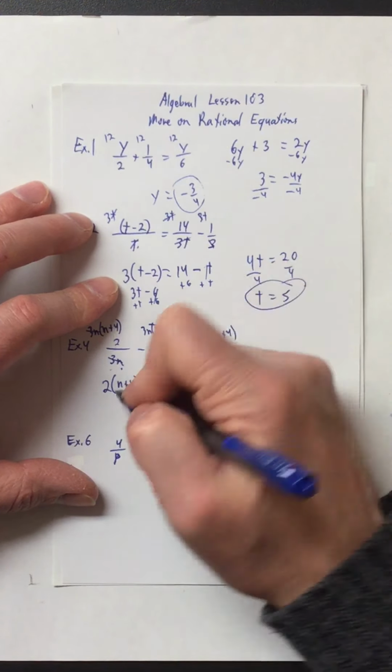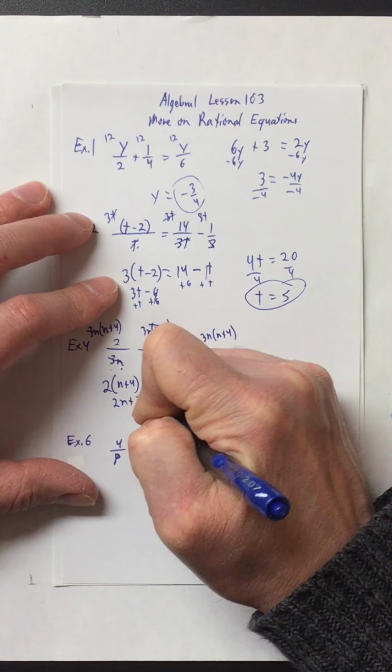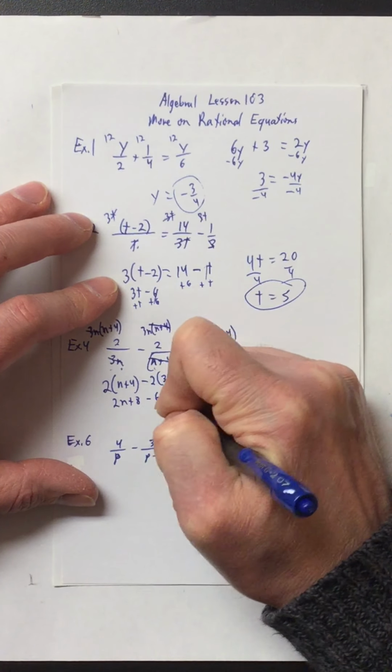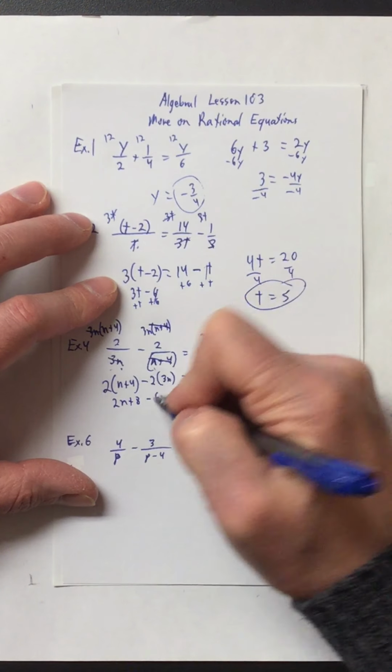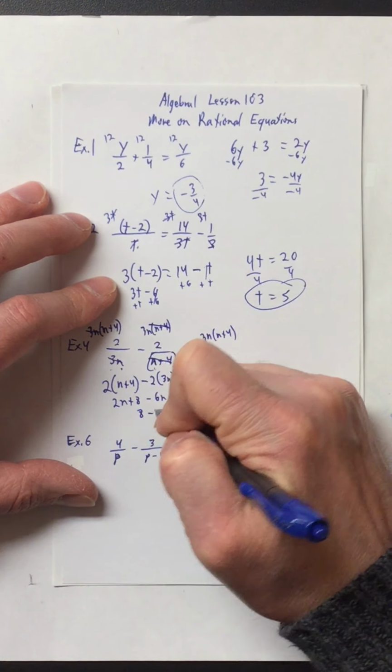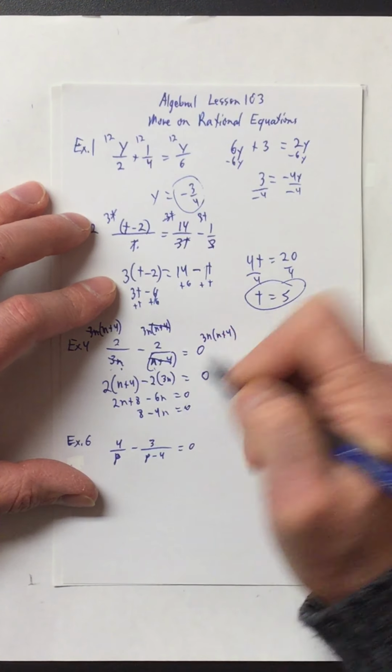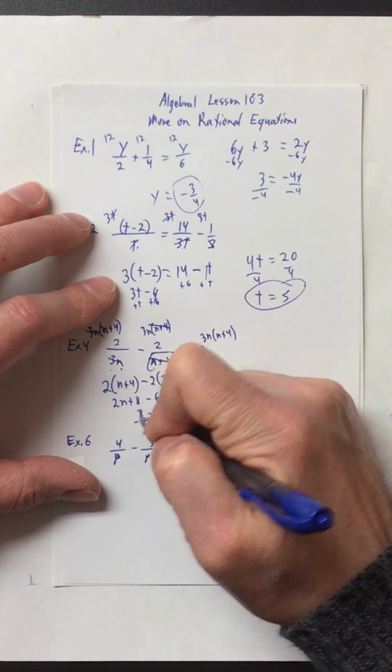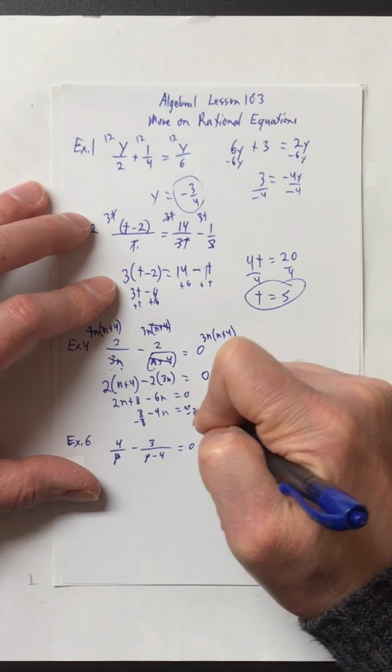Let's remove parentheses. I have 2n plus 8 minus 6n equals 0. I can combine my two terms with the n to get 8 minus 4n equals 0. Let's subtract 8 from both sides. Cancels there. Let's divide by -4, divide by -4, and -8 divided by -4 looks like n equals 2.